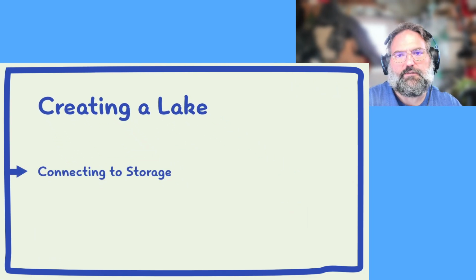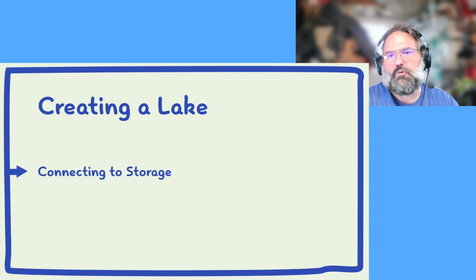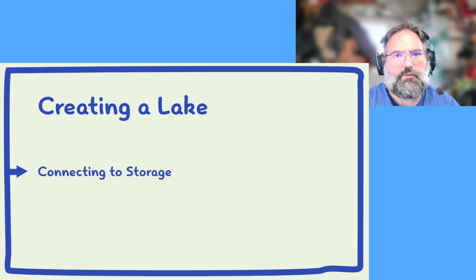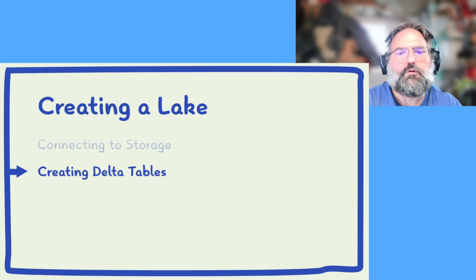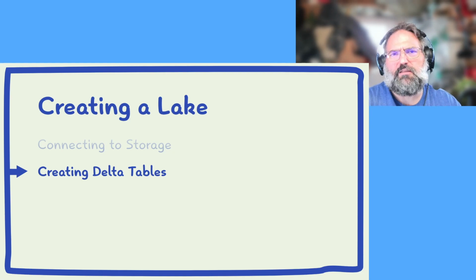We start with connecting to storage because Databricks is a processing technology, not a storage technology. So you need to be able to connect to some sort of cloud-based storage to actually house the data that you're using. Then we talk about creating delta tables, and delta tables are one of the foundational components of a lake house. They allow us to have a lot of the things that are very similar to a database, but do so inside of a commodity storage sort of technology like a lake.